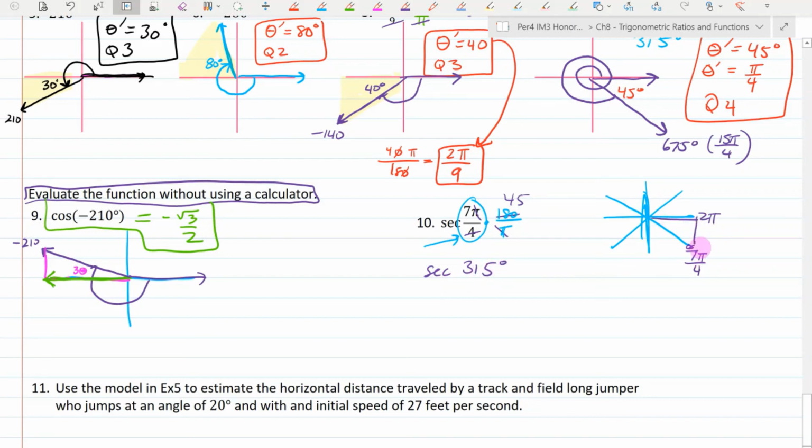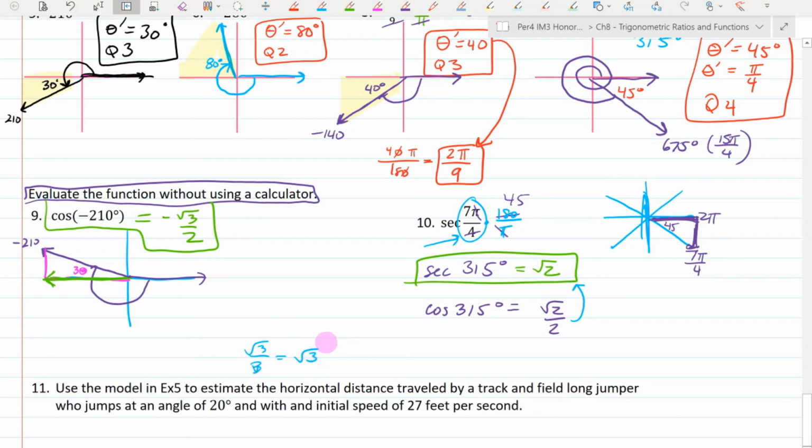So at the 45 degree reference angle, the x and the y are the same. So that means cosine of 315 is radical 2 over 2, and so is sine for that matter, but sine would be negative. But secant goes with cosine, so secant will also be positive. The reciprocal of radical 2 over 2 is just radical 2. Okay, so you can do the work for it, but just know that the reciprocal of radical 2 over 2 is radical 2, just like the reciprocal of radical 3 over 3 is just radical 3. Okay, and that goes for tangent and cotangent.